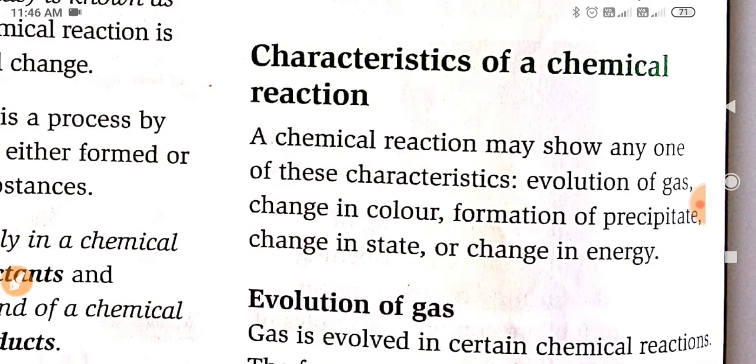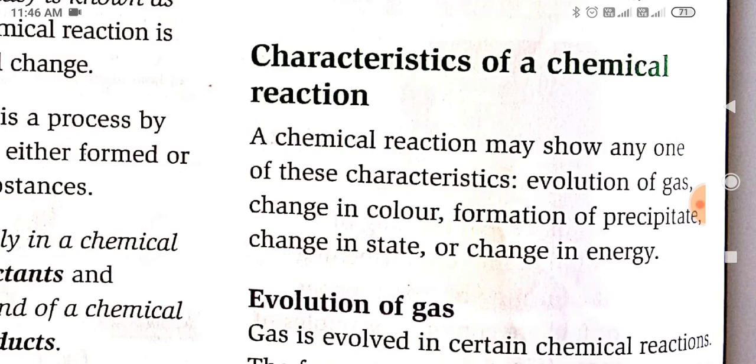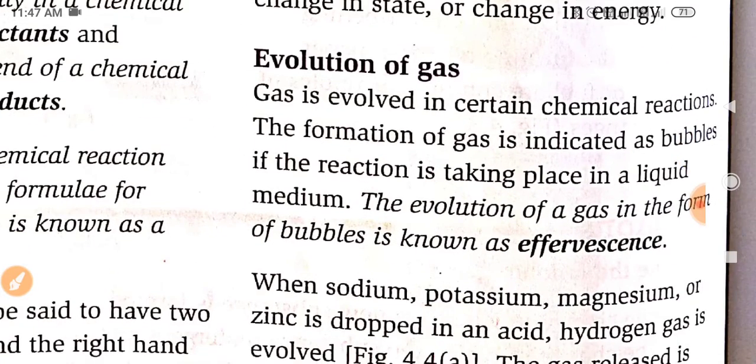Now we move to the characteristics of a chemical reaction. A chemical reaction may show any one of these characteristics. First is evolution of gas, second change in color, third formation of a precipitate, and next change in state or change in energy. If we see any one characteristic from these changes, then we can say that a chemical reaction has taken place.